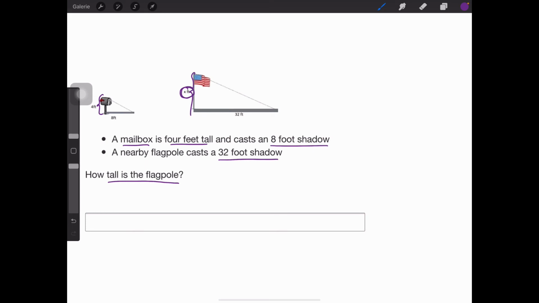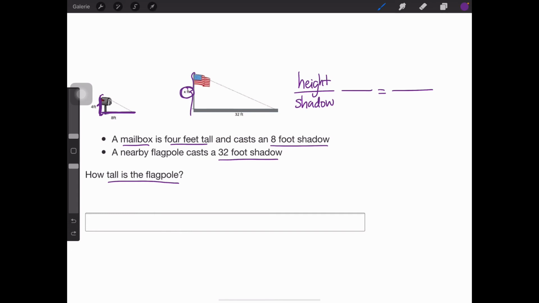So I'm going to set this up. I can set it up a couple of ways, but I'm going to set it up by comparing the height to the shadow. So I'm going to write out my key. My key tells me what I'm comparing, so I don't mix things up, and I'm comparing the height to the shadow. And now I can set up my proportion. That's 2 fractions, 2 ratios, with an equal sign in between.